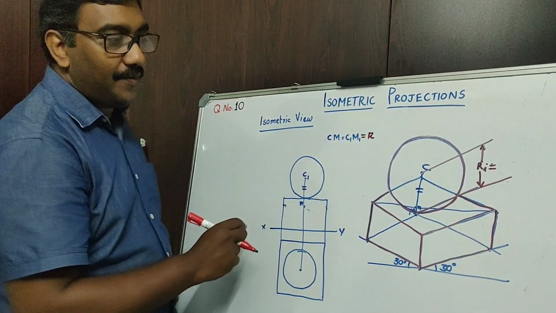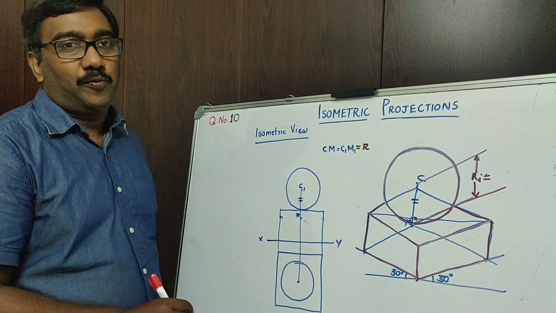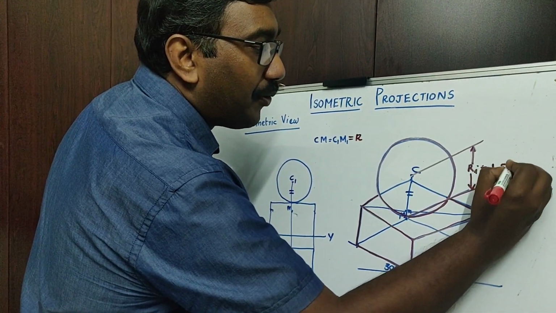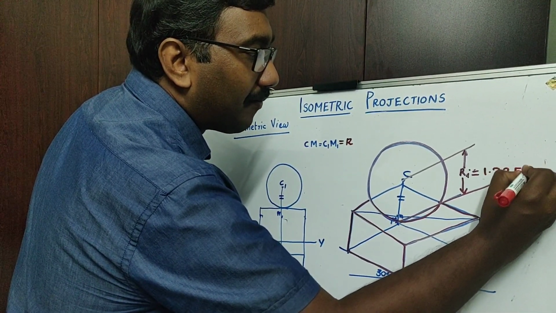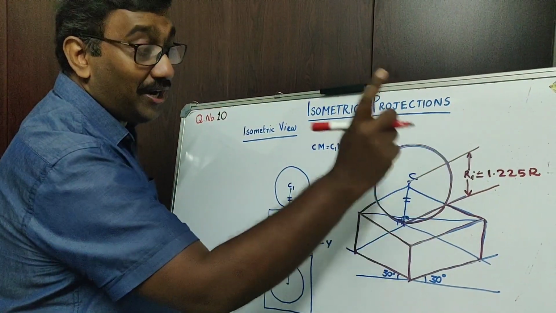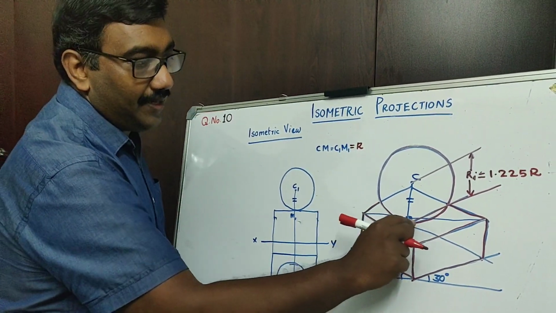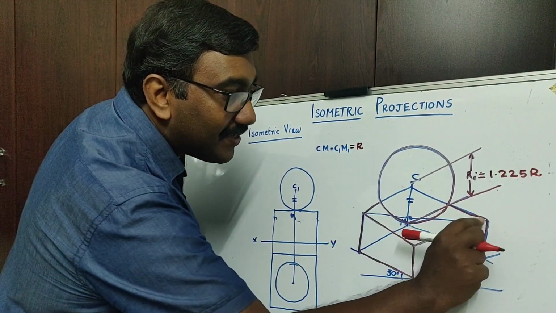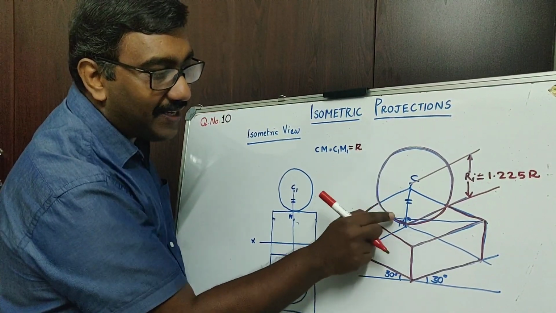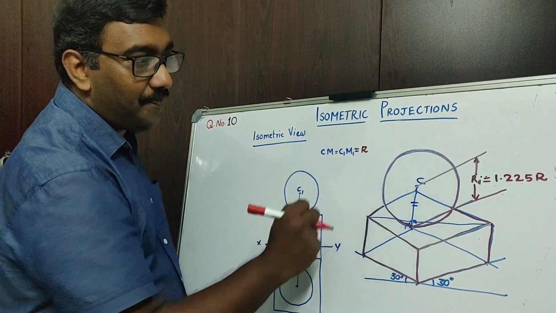After getting point C, you are using the iso radius for drawing the isometric view. What is iso radius? Ri is equal to 1.225 times that of R, which is the iso radius. When you are using the iso radius, again you can see that the circle is going below this diagonal. Circle is going beyond that diagonal. We are expecting it up to CM, but it is going beyond that.